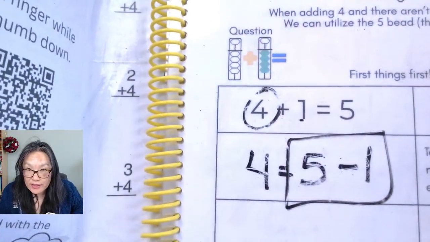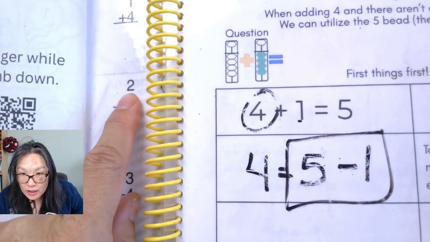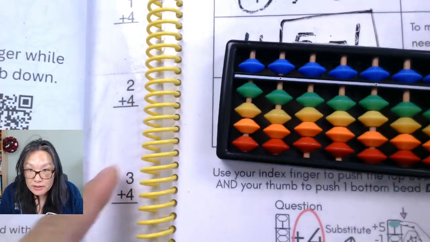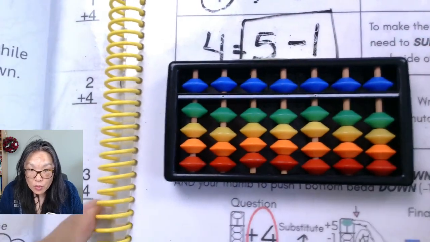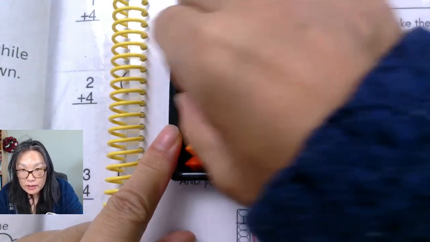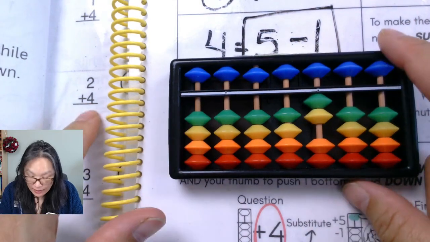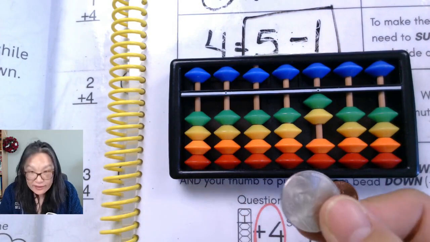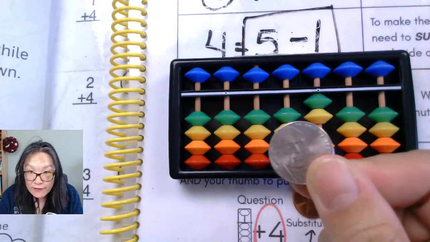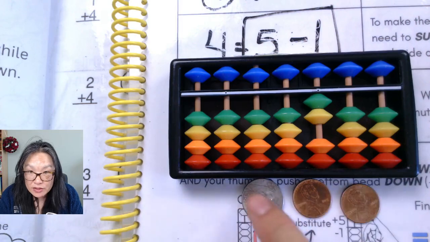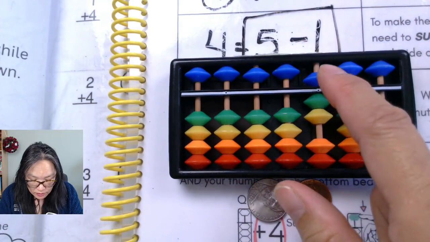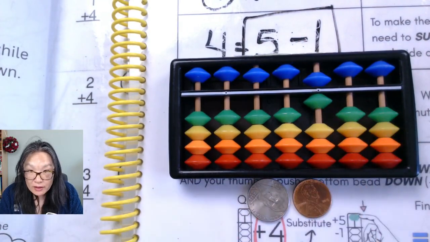So if we have this, right, we have 2, so I'm going to have 2 on my abacus, and I want to add the 4. When I add the 4, I'm sorry, let me go back. I add 2 on my abacus, right? If I have 2, 2 pennies. But then I only have a nickel. I only have 5 cents. I'm going to give you my 5 cents, but that's too much. So I'm going to take it away. So my final answer is 6.